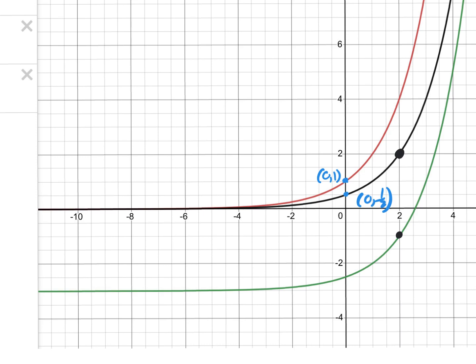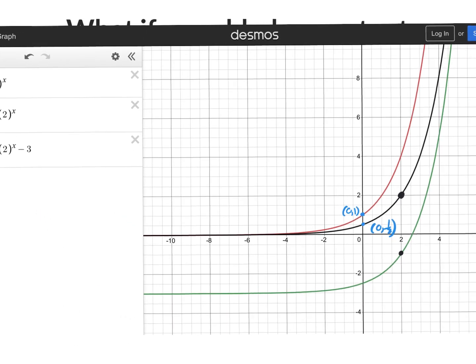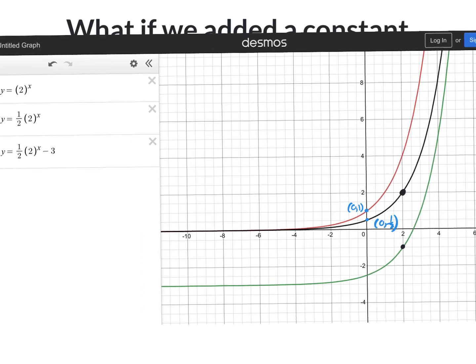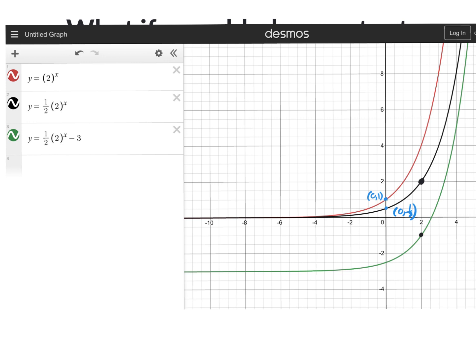Now, what if I would have put in y equals 1/2 to the 2x with a +1? Then that black one wouldn't have moved 3 down, it would have moved 1 up. So it would have been up here going like that. It would have moved 1 up. So that k value causes an up and down shift. Does that make sense? Okay.